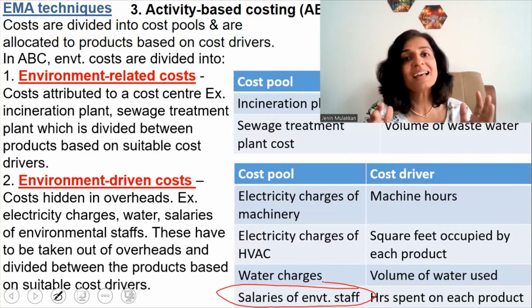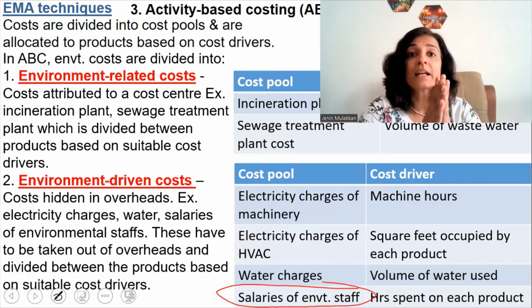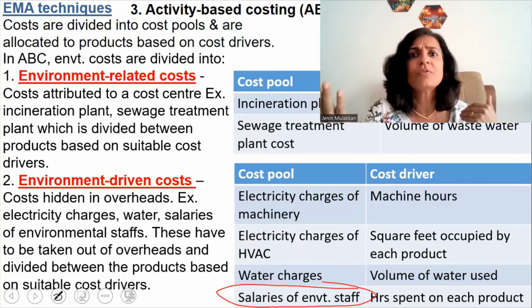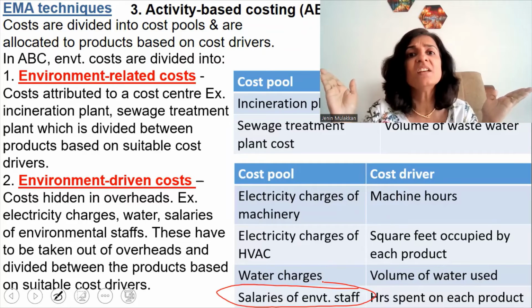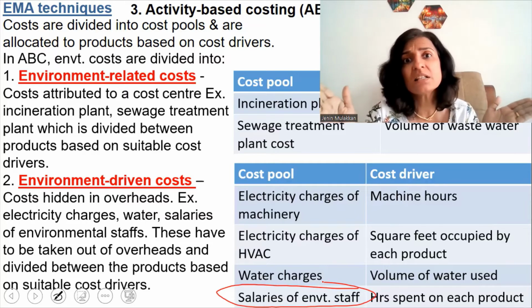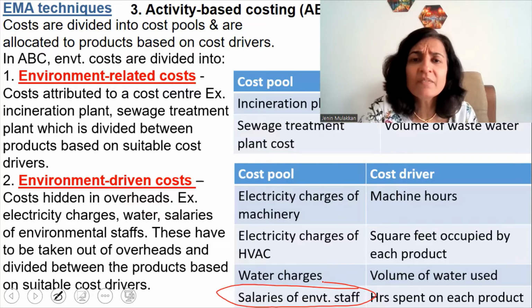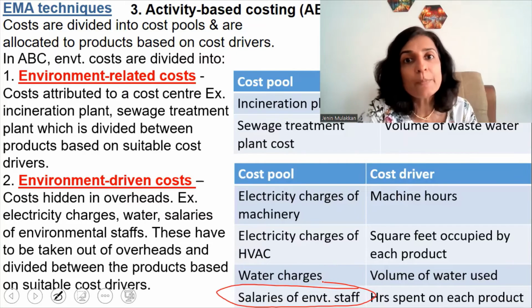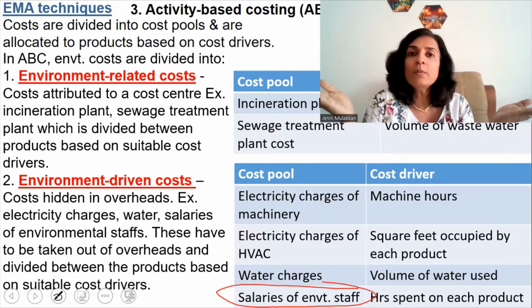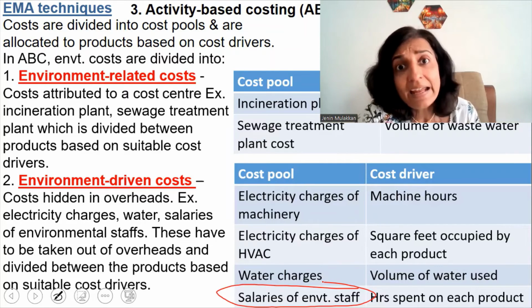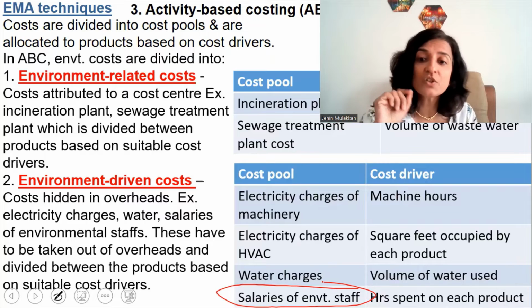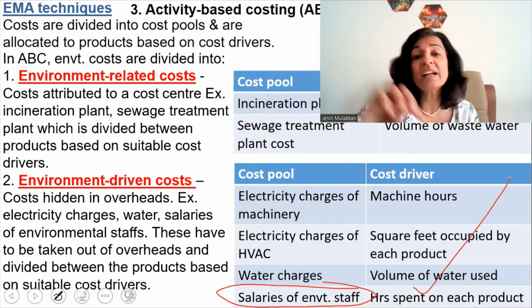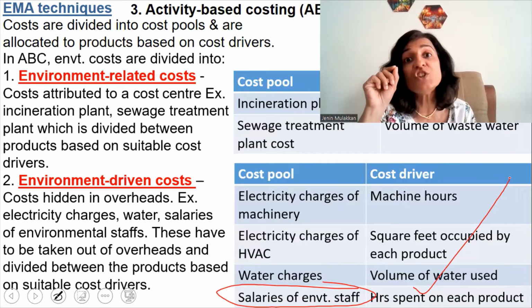Now what happens is the salaries of environmental staff get clubbed with other salaries like the salary of the factory supervisor, and it used to be divided between the products based on machine hours. But should that be the reason for dividing the environmental staff salary? Suppose the environmental staff is focusing only on one product, which causes the maximum pollution. So the entire salary is attributable to that product only, right? There is no question of dividing between the other products, which are not causing any pollution. So basically the cost driver is the hours that the environmental staff spends on each product.